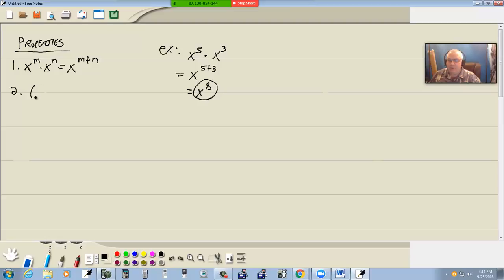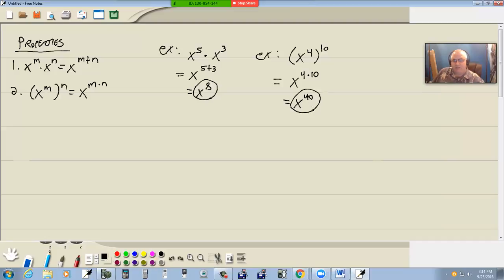Now we have another property. It says if you've got x to a power being raised to another power, then you're going to multiply the exponents together. For example, if I have x to the 4th being raised to the 10th power, we have one exponent being raised to another exponent, so you're going to multiply the exponents. So I got x to the 4 times 10, which gives us x to the 40th.